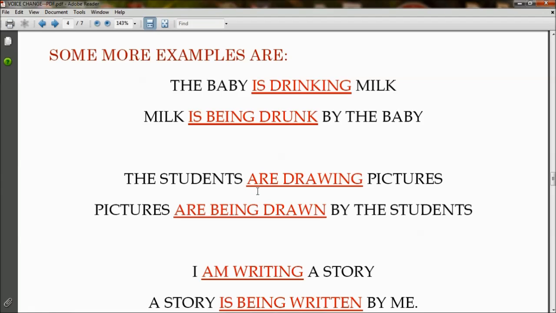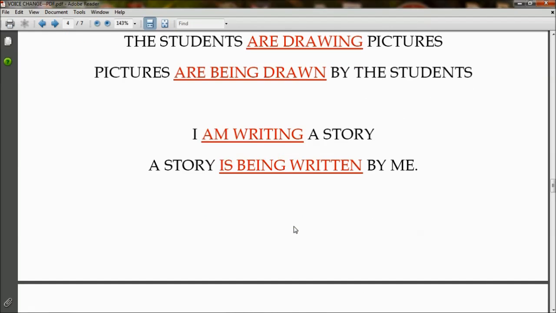The students are drawing pictures has changed to pictures are being drawn by the students. So here are drawing has changed to are being drawn. I am writing a story has changed to a story is being written by me. So here am writing has changed to is being written.